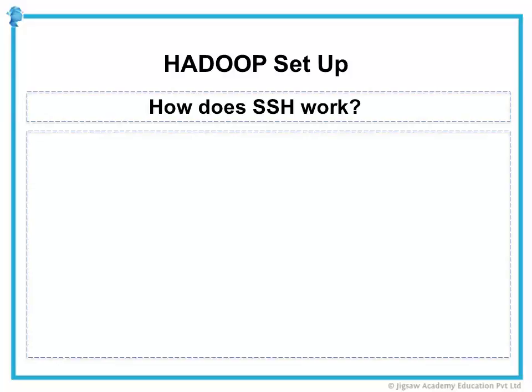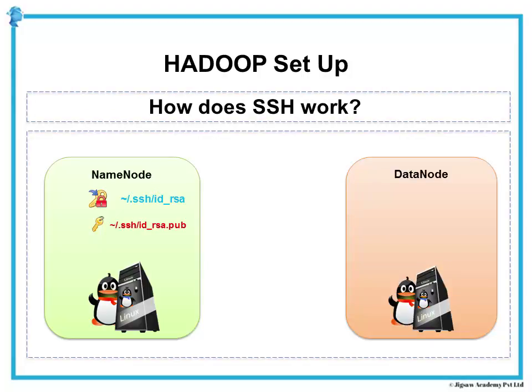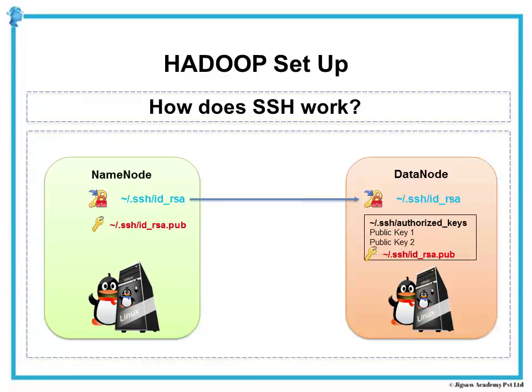Now let us take a closer look at how SSH works in Hadoop. On our name node, we would have followed the above instructions and generated the public and the private keys. Now if the name node wants to connect to a slave node and start the data node process, it sends its private key to the remote machine. The remote machine then checks to see if the user is authorized by checking to see if the user's public key is in the authorized_keys file in the user's home directory.